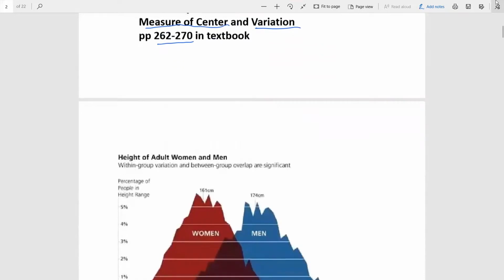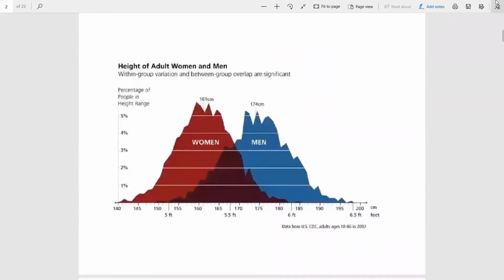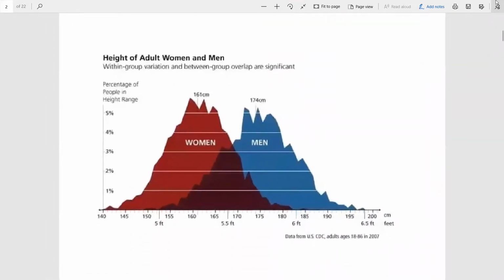Before we actually go through definitions and everything, I'm just going to show you some data on things you've probably heard of in your experience. Suppose we looked at the height of adult women and adult men. Obviously, you know that all women are not the same height and all men are not the same height. And what you would see would be a distribution similar to what you see here.